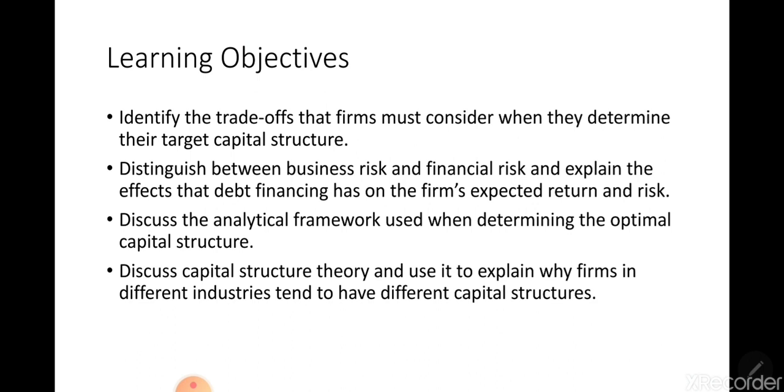target capital structure. 2. Distinguish between business risk and financial risk and explain the effects of debt financing has on the firm's expected return and risk. 3. Discuss the analytical framework used when determining the optimal capital structure. And 4. Discuss capital structure theory and use it to explain why firms in different industries tend to have different capital structures.